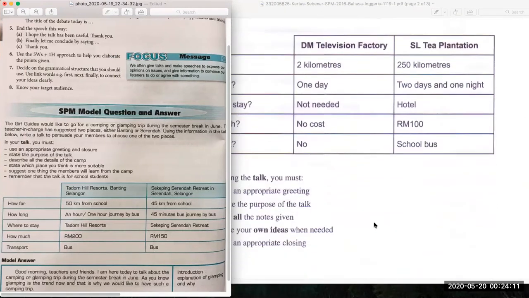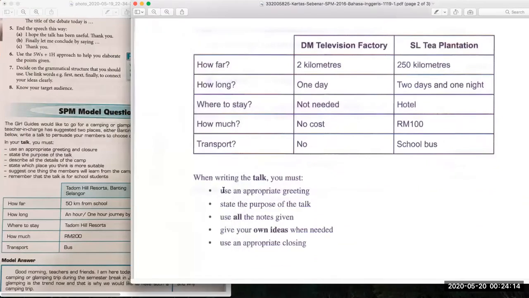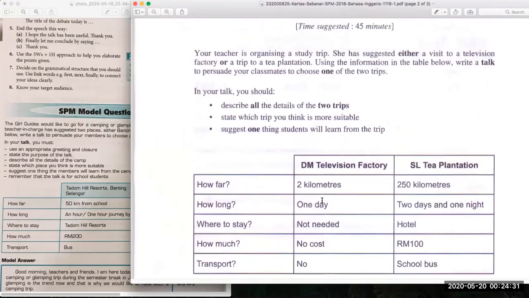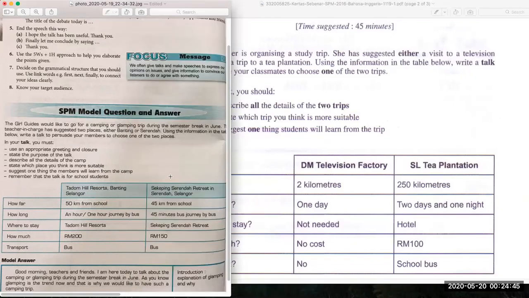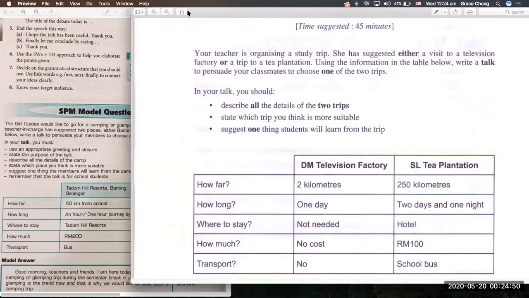Okay, right. So you see, it's very similar. Use format, greeting and closing. You must give a purpose. Use all the notes. Give your own ideas when needed. Ni bagian dia punya elaboration lah. Then here you have all the details for 2 trips. You have to tell which trip you think is more suitable. You have to say one thing you can learn from the trip. It's the same. They just copy from the past year paper, then they change the topic, right? So this is 2016 punya.